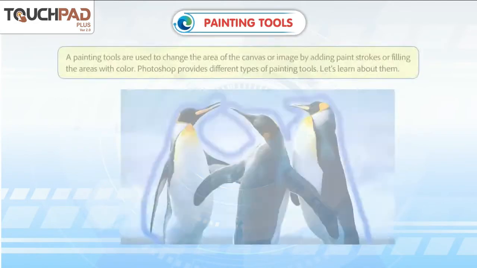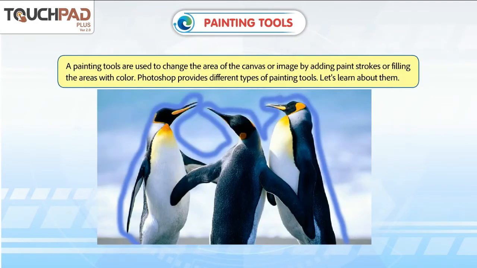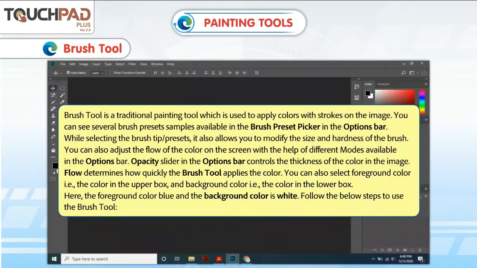Painting tools. Painting tools are used to change the area of the canvas or image by adding paint strokes or filling the areas with color. Photoshop provides different types of painting tools. Let's learn about them. Brush tool. Brush tool is a traditional painting tool which is used to apply colors with strokes on the image.